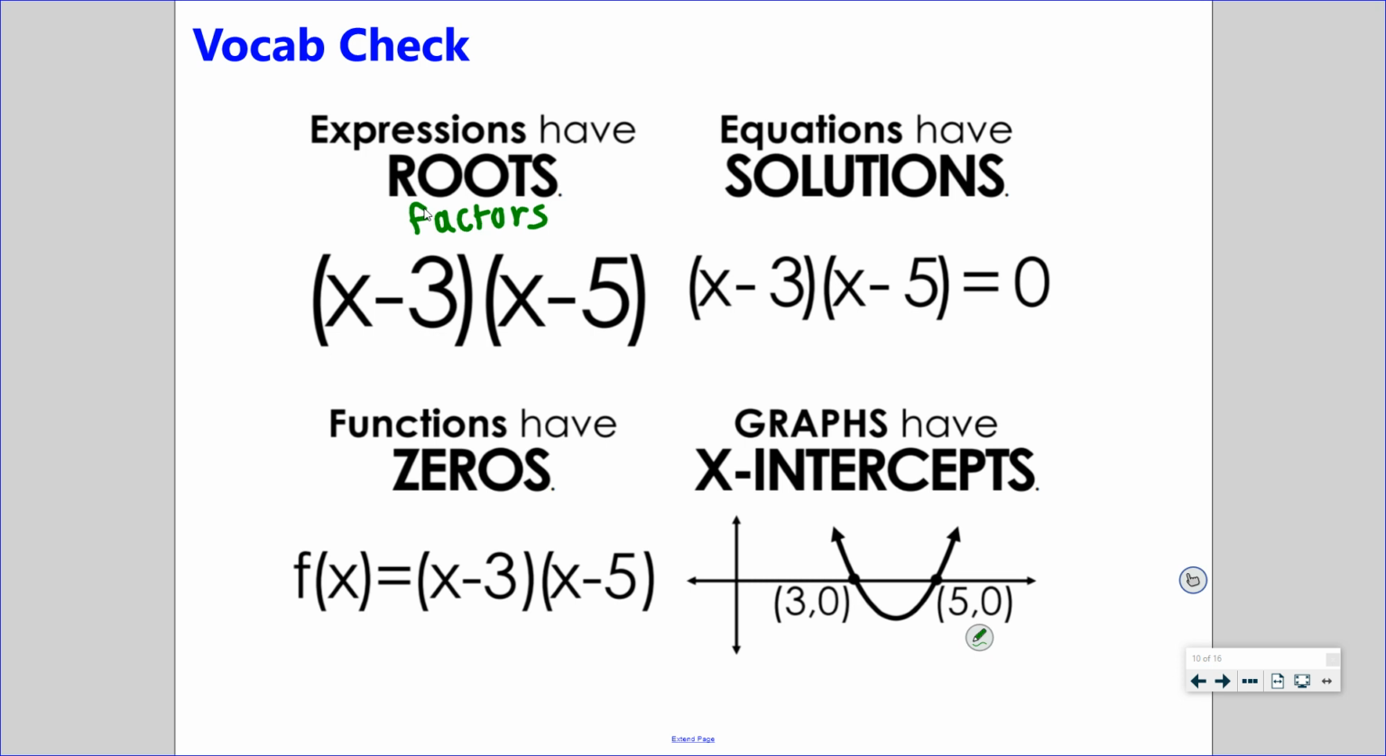Equations have an equal sign. Equations have solutions. If I were to make this a function by putting y equals in front of it, and graph this, these are now called zeros, which on a graph, we know the zeros are the x-intercepts, but these all kind of go hand in hand.